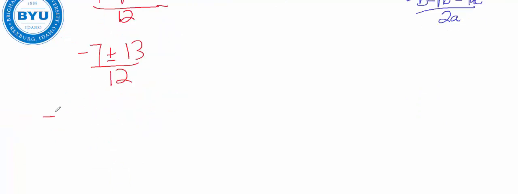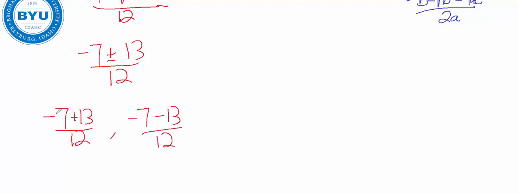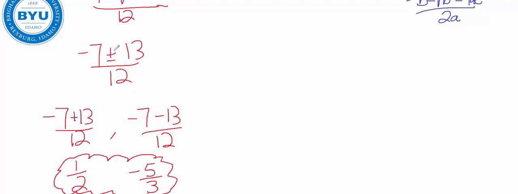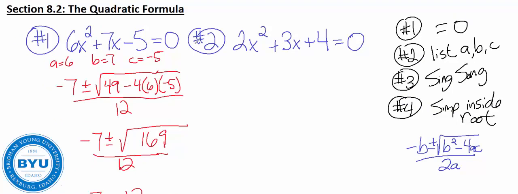I'm going to keep going here. I've got to do -7 plus 13 over 12 and -7 minus 13 over 12 because there's two answers. -7 plus 13 divided by 12, oh, that's 1/2. Cool. And -7 minus 13 divided by 12 comes out to be -5/3. Those are my two answers for number 1. You might have stopped here. I hope you kept going. Don't forget, keep going. If this isn't a square root, you're going to just keep going until you get the answer.